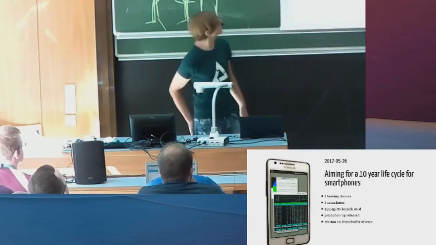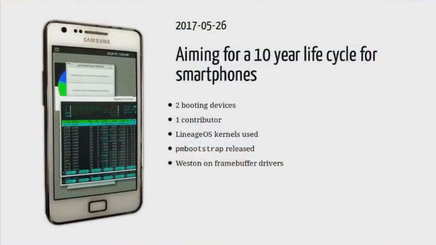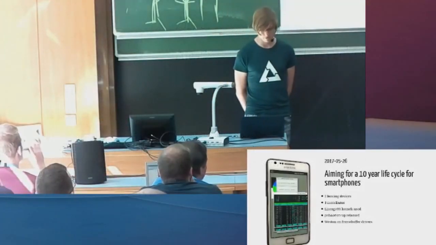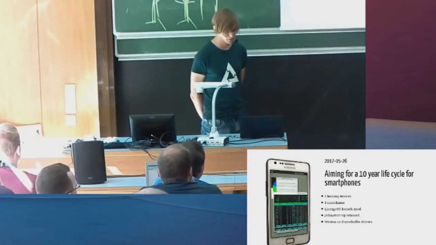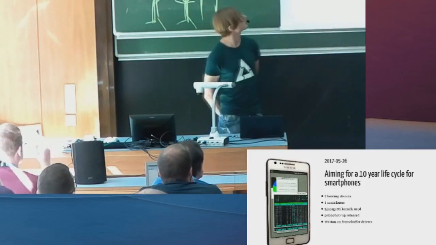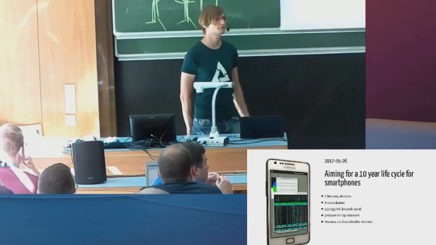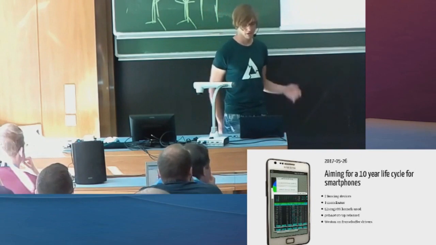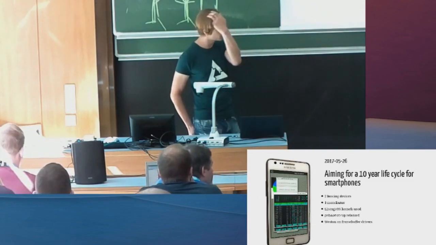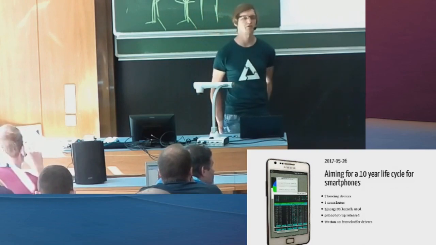All right, here are the blog posts we had. So these are basically the milestones to give you an idea how the project developed. And this is the first post. It was called Aiming for a 10-year life cycle for smartphones, on the 26th of May 2017. We had two booting devices, one contributor, that's yours truly, and the LinuxOS kernels were used at this point. pmbootstrap was released, and we had Weston running on framebuffer drivers. So Weston is the reference compositor for Wayland, and we had it running without all the Android user space drivers, which almost all other projects at the time were using.